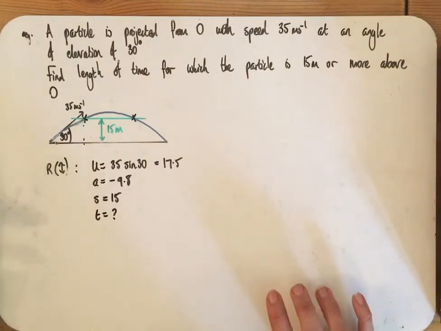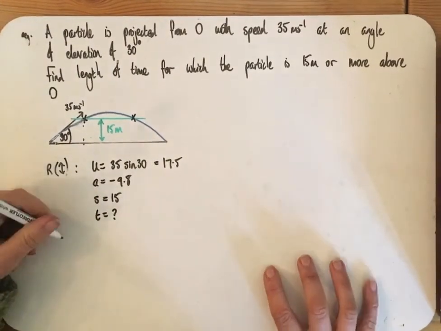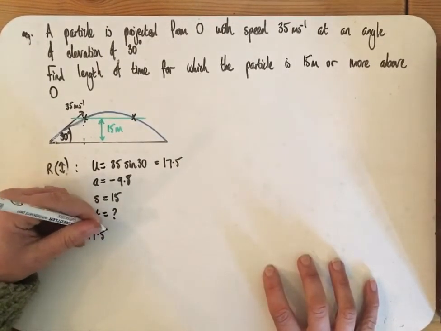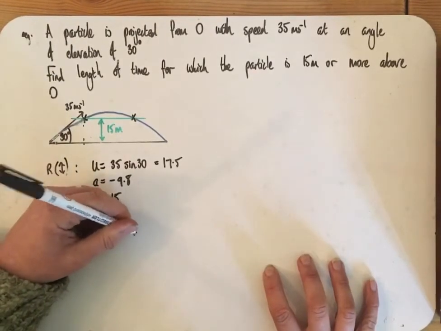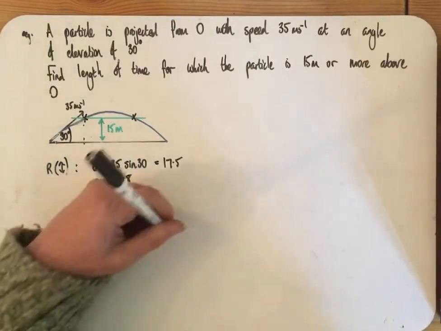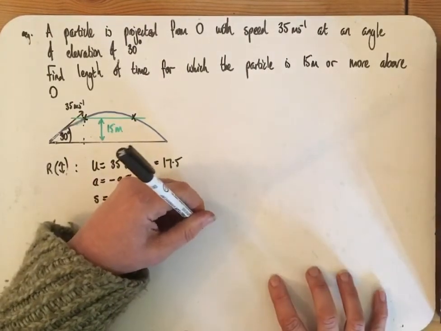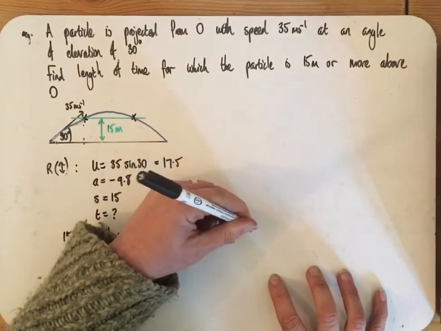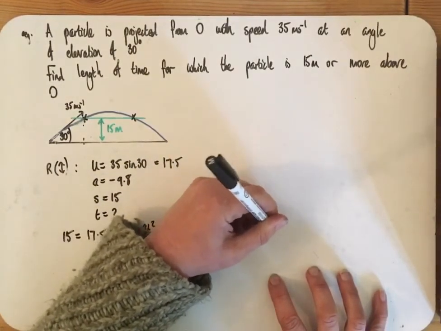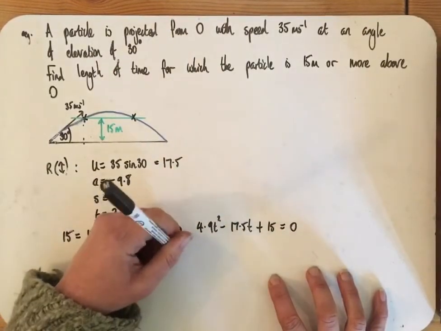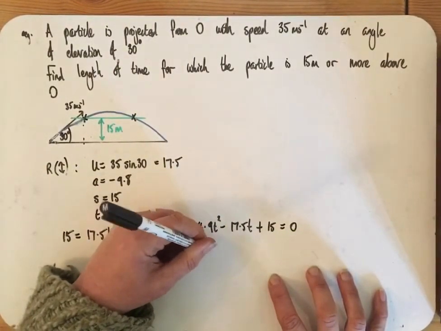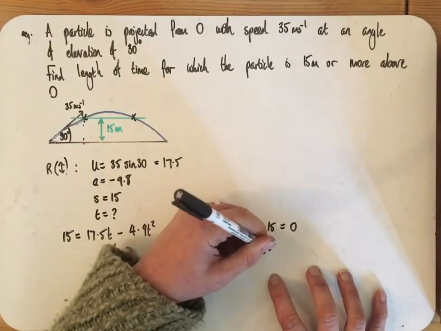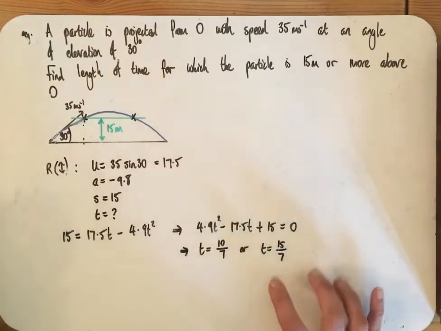So again, it's S equals UT plus a half AT squared. It's feeling a bit repetitive now. 15 is equal to 17.5T minus 4.9T squared. So you can pop that into your calculator, it's a quadratic. So 4.9T squared minus 17.5T plus 15 equals 0. That gives you T equals 10 over 7, or T equals 15 over 7.